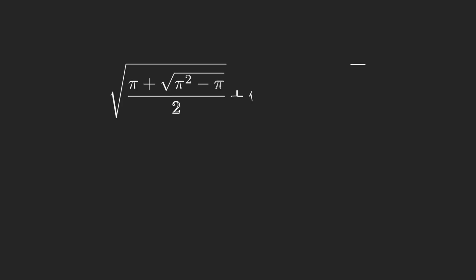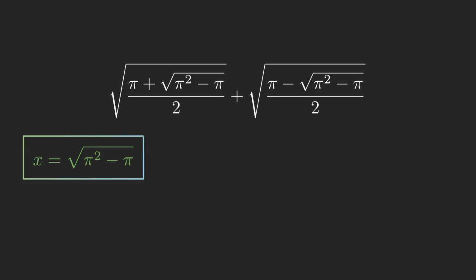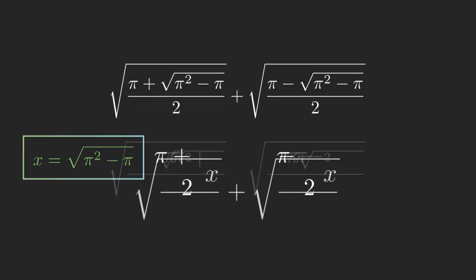This is an interesting algebraic problem from the Norwegian Math Olympiad, where we need to simplify the expression as much as possible. To get a better overview, we substitute x in instead of the square root of pi squared minus pi. This is smart as this part is in both of the two terms of the expression.